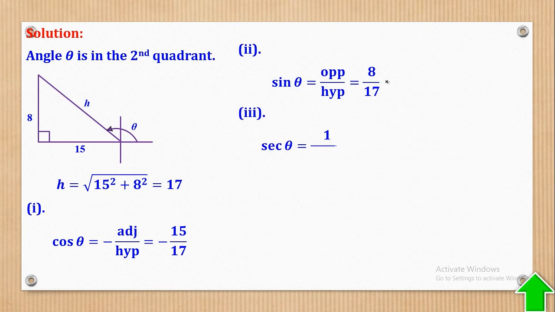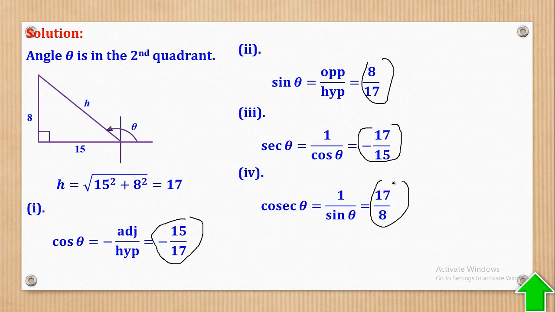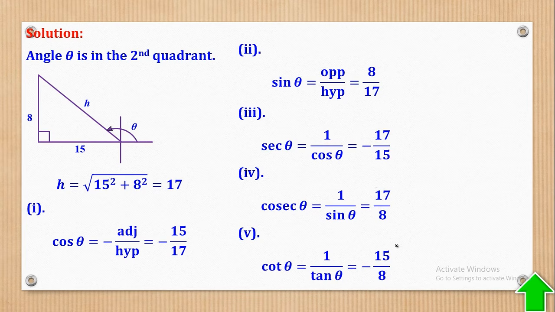The next will be sec theta. Sec theta is the reciprocal of cos theta, which will be negative 17 over 15. And cosec theta is the reciprocal of sin theta, which will be 17 over 8. And lastly, cot theta is the reciprocal of tan theta, which will be negative 15 over 8. So basically that's what they wanted.